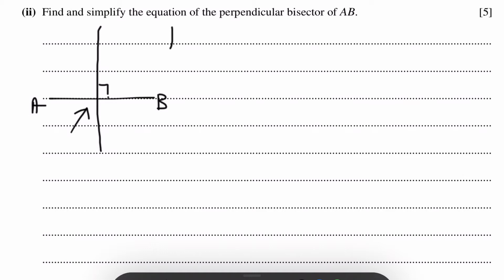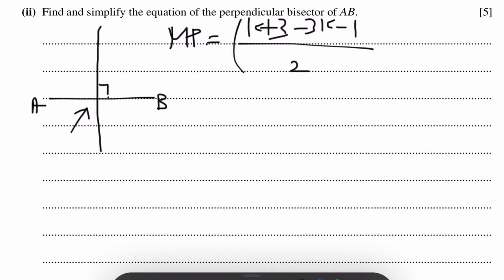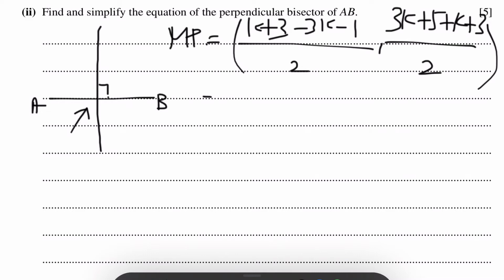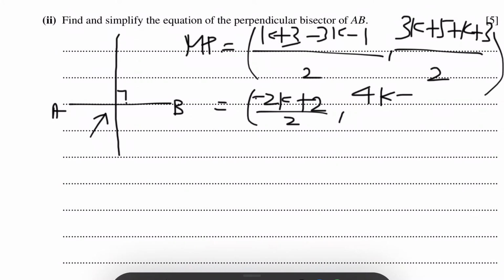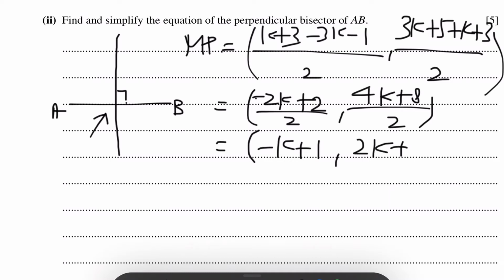So the midpoint of AB is k plus 3 minus k minus 1 divided by 2, and 3k plus 5 plus k plus 3 divided by 2. This will give you negative 2k plus 2 divided by 2 and 4k plus 8 divided by 2. And it's negative k plus 1 and 2k plus 4.